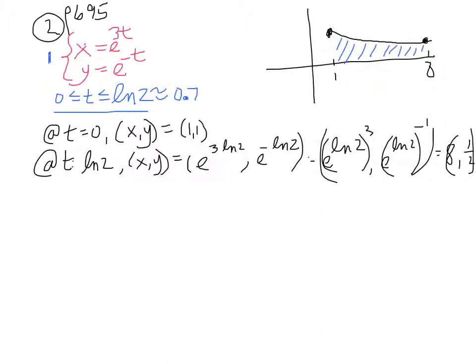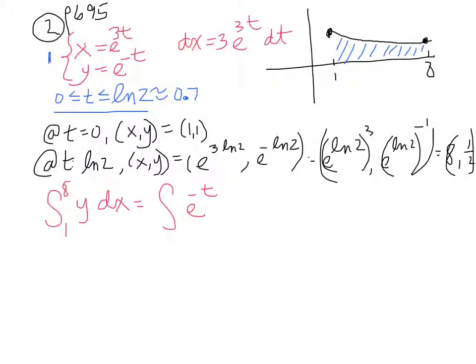And you can see that what we want to do is to take the integral from 1 to 8 of y dx. Now when I flesh this out in terms of t, several things change. The y is going to be e to the minus t, and note that dx is going to be equal to the derivative of e to the 3t, which is 3 e to the 3t, and then dt. So this dx becomes all of this stuff. I'm going to write this as 3 e to the 3t dt.